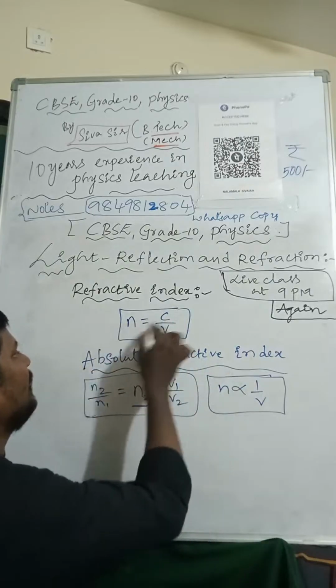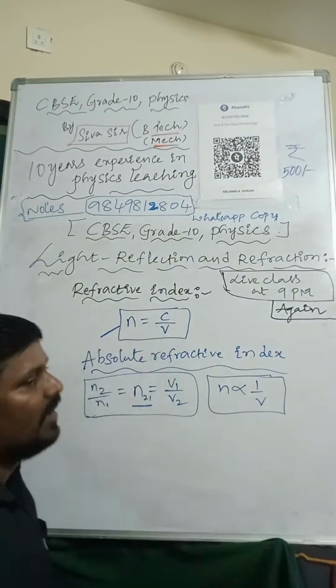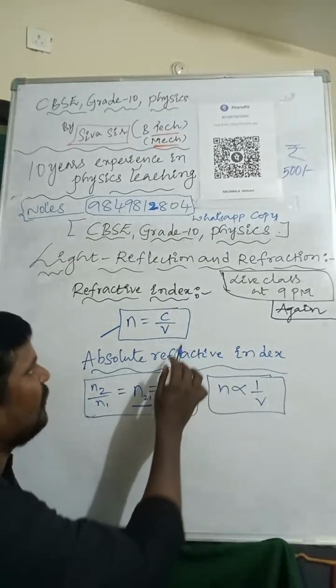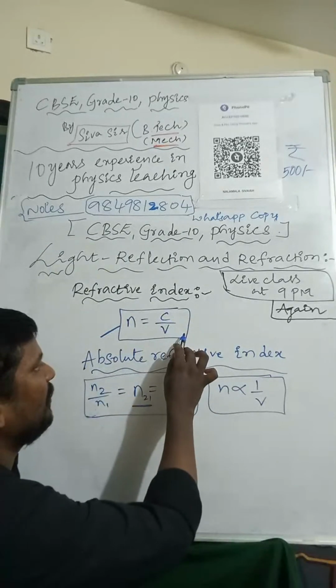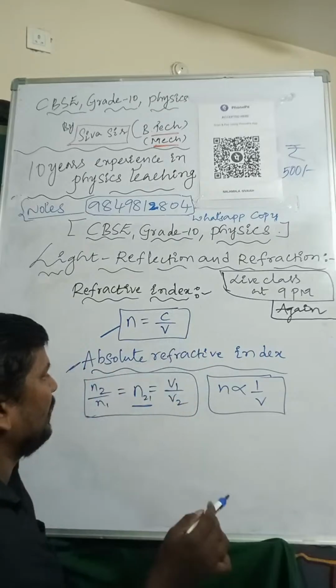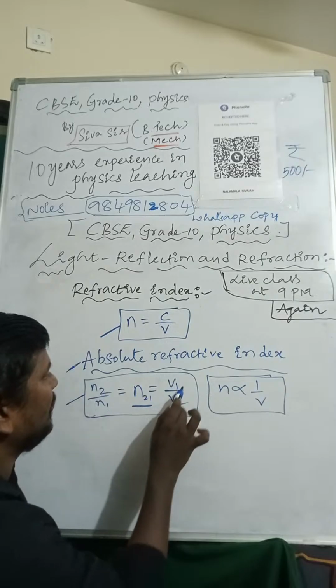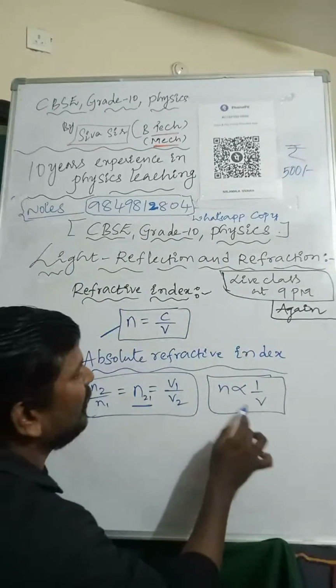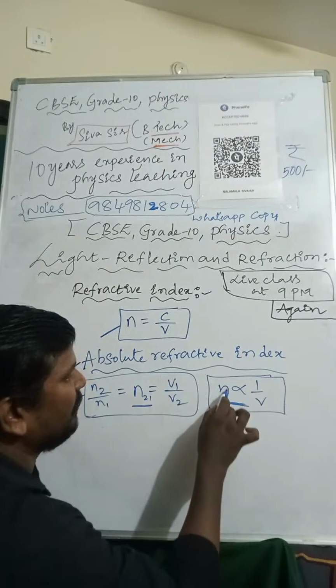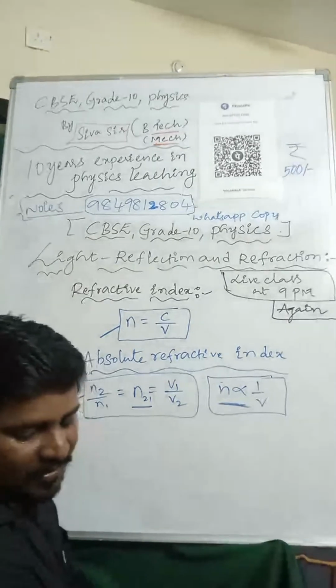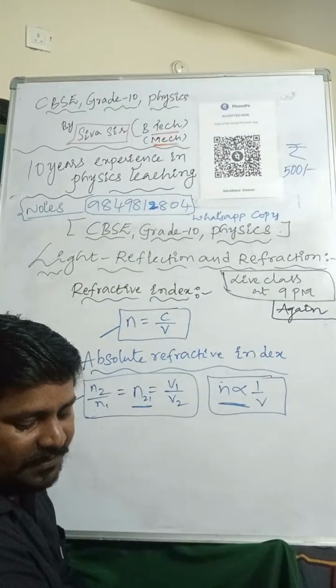So this is the relative refractive index. The ratio of speed of light in vacuum to speed of light in medium is called absolute refractive index. Relative refractive index is nothing but N2 by N1, that is nothing but V1 by V2. So the refractive index is inversely proportional to velocity.